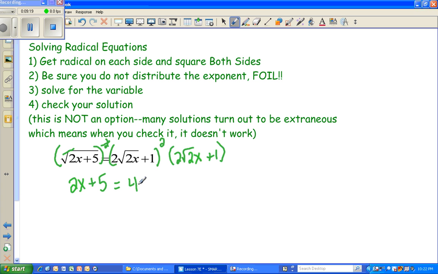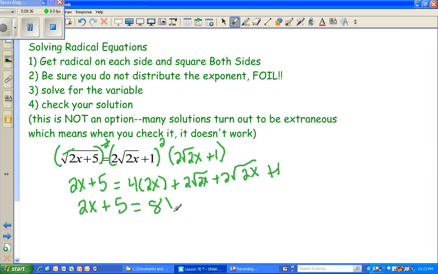And so you're going to get 4 times 2x plus 2 square root of 2x plus 2 square root of 2x and then plus 1. So you get 2x plus 5 equals 8x plus 4 square root of 2x plus 1. So that's going to give you a negative 6x, because you're going to subtract the 8x over, and then plus 4 is equal to 4 square root of 2x.